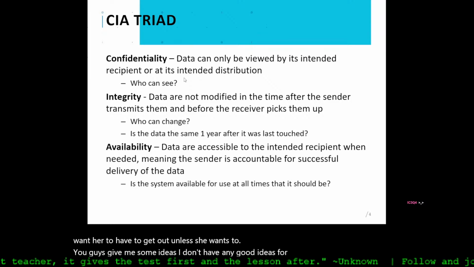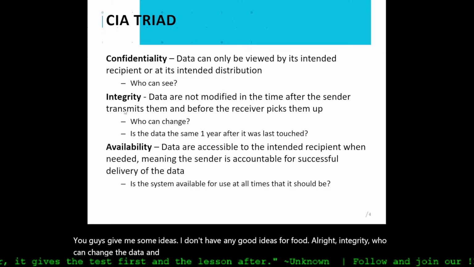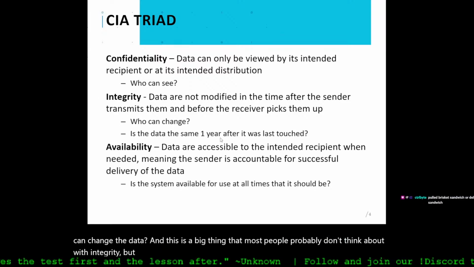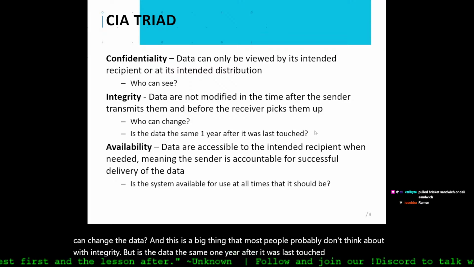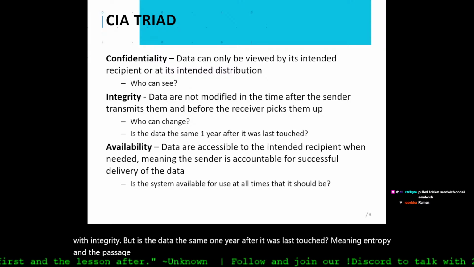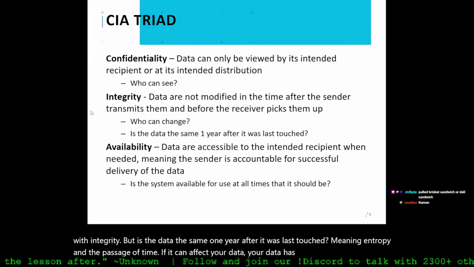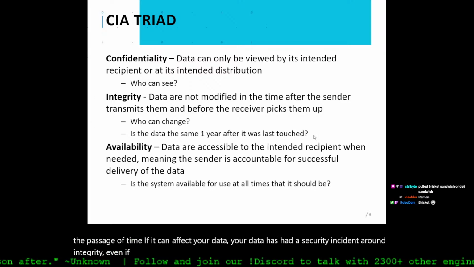All right. Integrity. Who can change the data? And this is a big thing that most people probably don't think about with integrity: is the data the same one year after it was last touched? Meaning, entropy and the passage of time, if it can affect your data, you've had a security incident around integrity, even if nobody maliciously did anything.